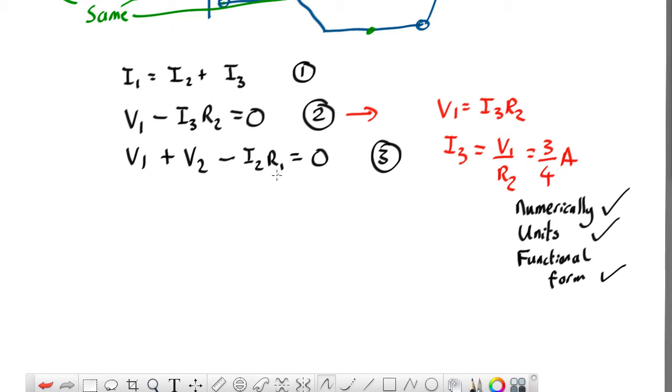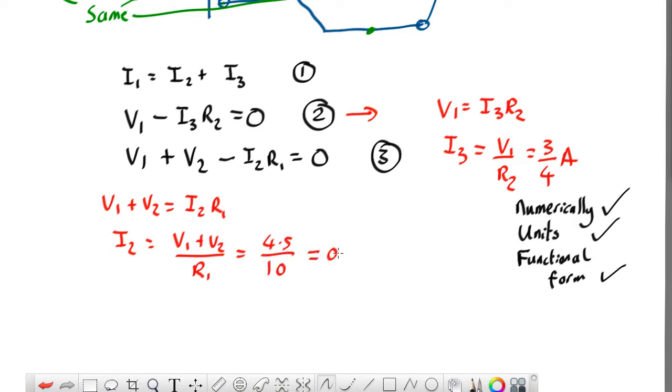How about I2? We can get that from equation 3. Let's rearrange that. So we get V1 plus V2 equals I2R1. And so we end up with I2 equals V1 plus V2 over R1, which is 3 plus 1.5, so it's 4.5 volts over 10 ohms equals 0.45 amps. Check. You should always write down that you're checking so that we know you're doing it.